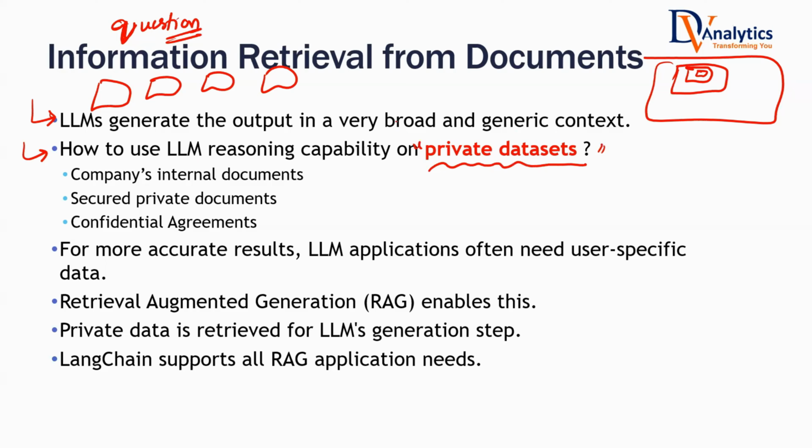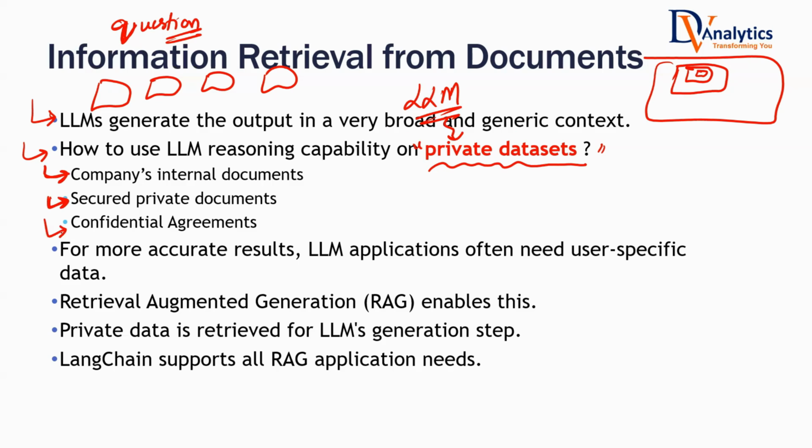I do not want to expose my data to a large language model. Or the large language model is already available, but it was never trained on my data. The large language model has been trained on the internet of data, but my company's internal documents were never exposed to the general internet of data. Do you agree? My company's secured private documents are there. Do you think a large language model, no matter how much data it has been trained on, has ever seen my company's secured private documents?